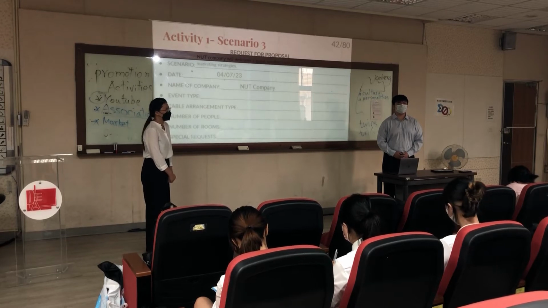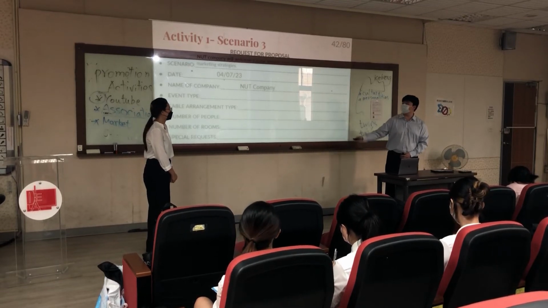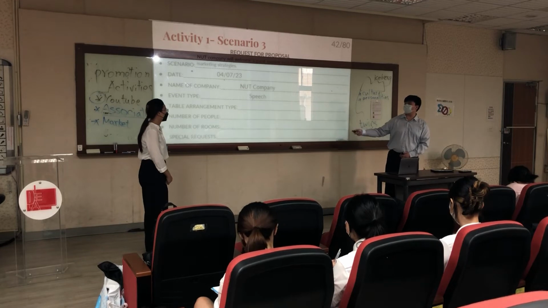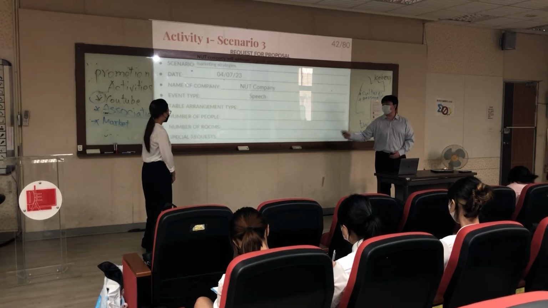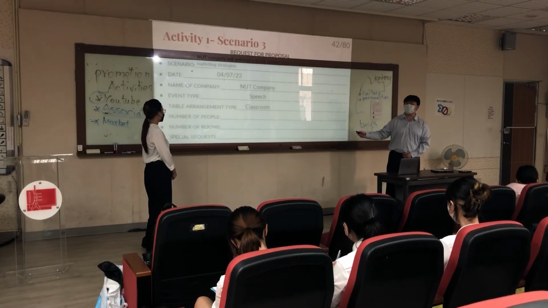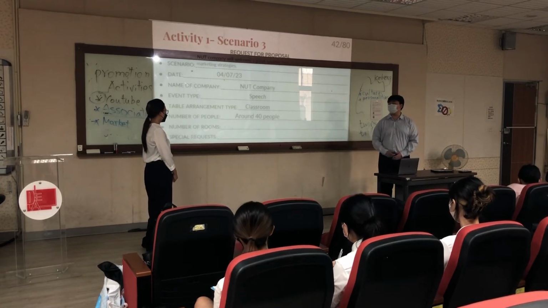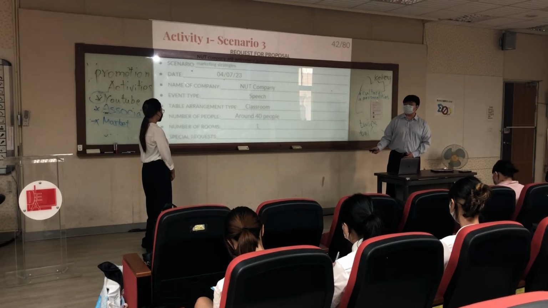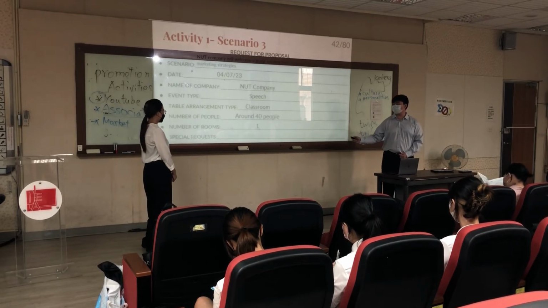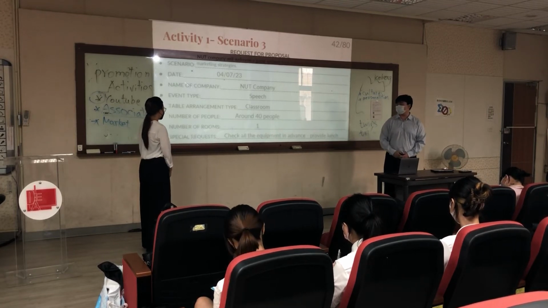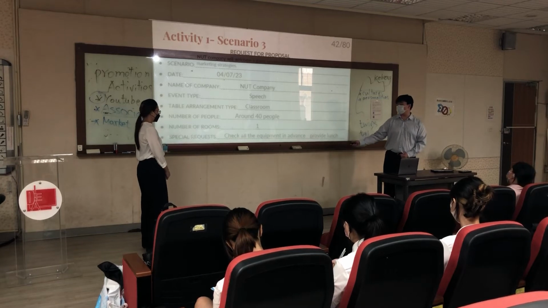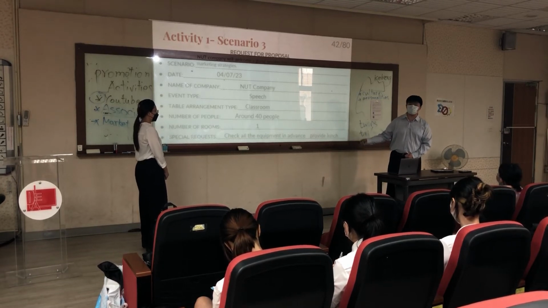Anyone know? Okay, that's okay. The event type is speech. And our table arrangement type will be classroom. The number of people will be around 40 people. And the number of rooms is 1. And here's our special request. You need to check all the equipment in advance and need to provide lunch.